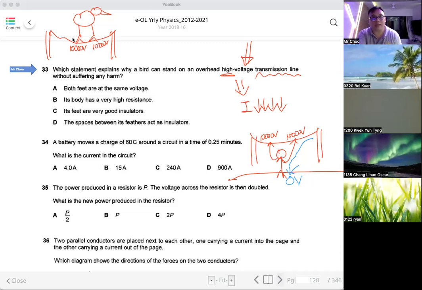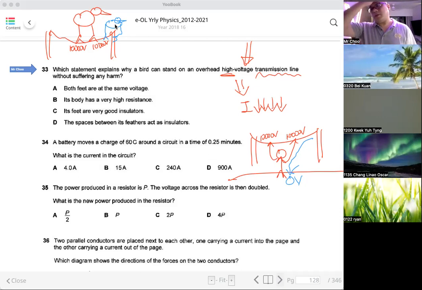Because the only two points touching are the wire. Unless the bird is stupid, one leg on the wire, the other leg holding onto the wooden part. Like that, the bird will die. Because one leg is 10,000, the other leg is 0, then this bird will become a roasted, barbecued bird. Understand? So the bird will die.